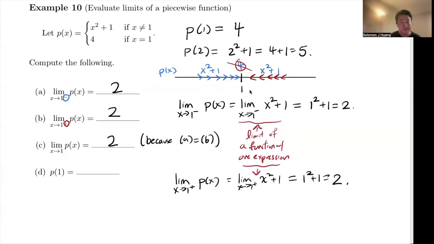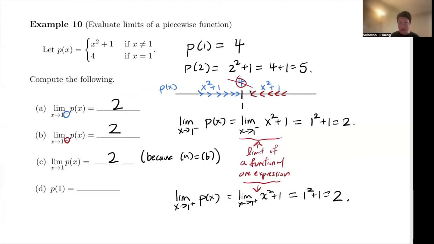Now the last part: we're just evaluating P of x at 1, basically what happens exactly at 1. Because my input is 1 and 1 is equal to 1, I'll be taking on this expression. Therefore, your answer will be 4. And that is the end of this problem.